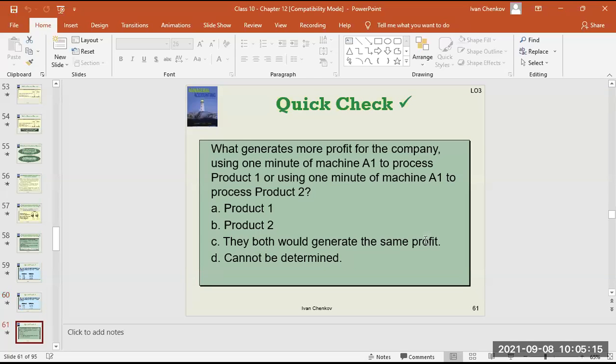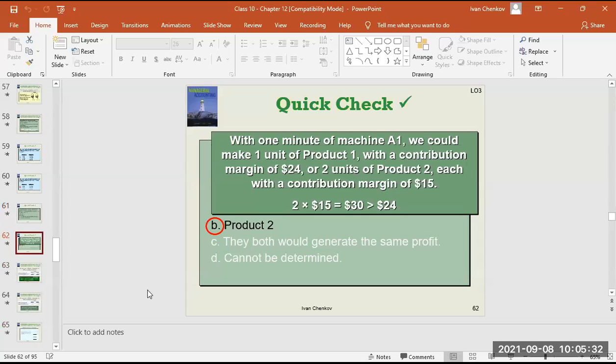Now, in this case, what generates more profit for the company, using 1 minute of machine A to process product 1 or using 1 minute of the machine to produce product 2? Logically, it will be product 2. And product 2 for 1 minute is going to give you a contribution margin of $30 because you can produce 2 products, at $15 contribution margin per unit, compared to $24 for product 1.